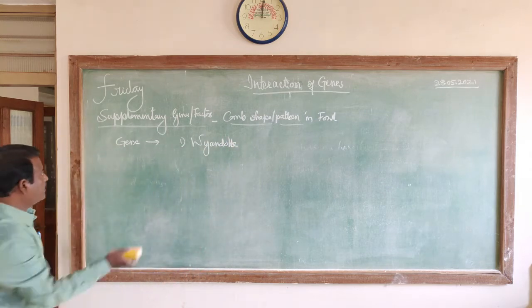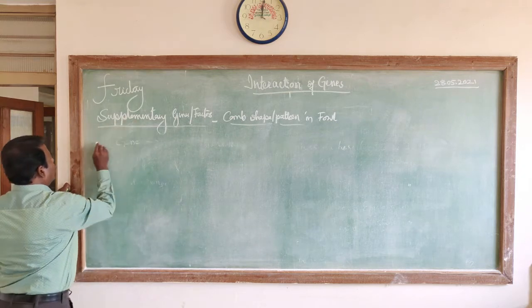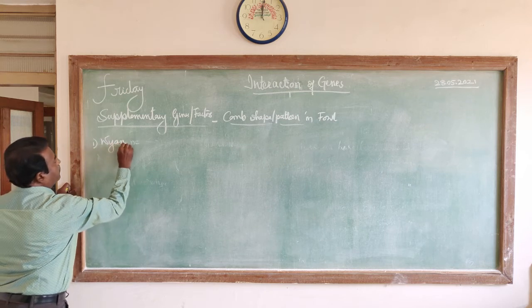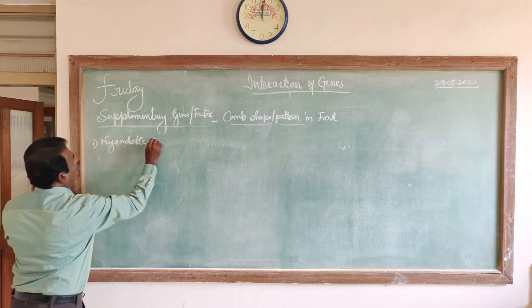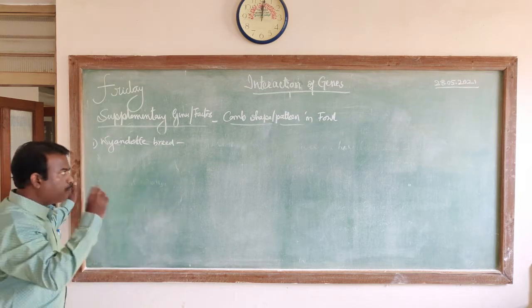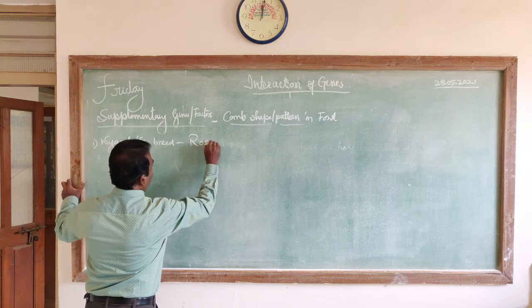Vandote breed. It is a kind of fowl breed. In this case, the type of comb pattern we find is said to be like a rose comb.